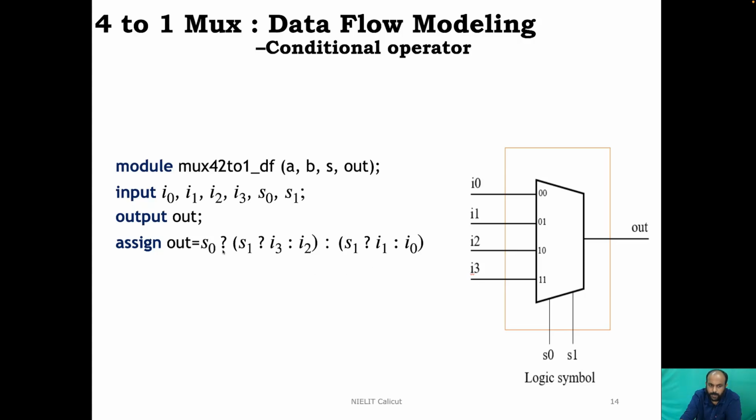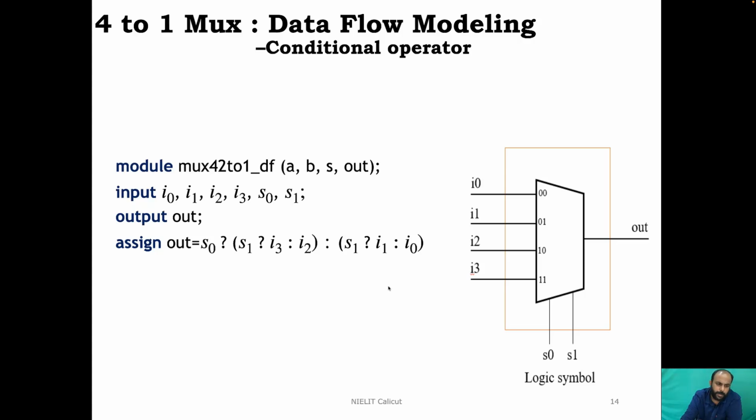Similarly, when S0 is 0, we straight away reach the false part of the first conditional operator. Therein we check again S1. If S1 is true, it represents the condition 0 1. So in that case we require I1. Similarly, if we get 0 for S0, we reach here and we check for S1 and we get 0 for that also, that represents the condition 0 0. We must be using I0 connected to the output. So that is what is listed here.